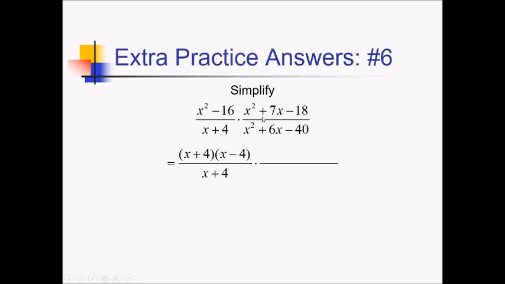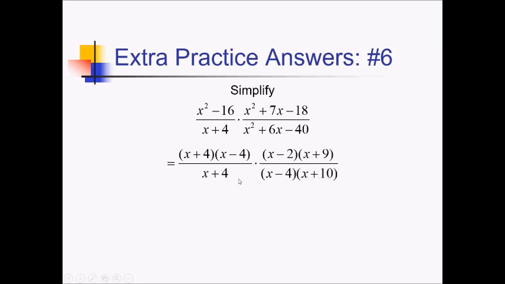And then over here in the upper right, I need factors of negative 18 that add up to 7. 1 and 18 won't work. 2 and 9 works if you have negative 2 and positive 9. So we have x minus 2 and x plus 9. And then I need down here factors of negative 40 that add up to 6. So let's see, 1 and 40 is no good. 2 and 20 doesn't work. 4 and 10 works if we have negative 4 and positive 10. So x minus 4, x plus 10.